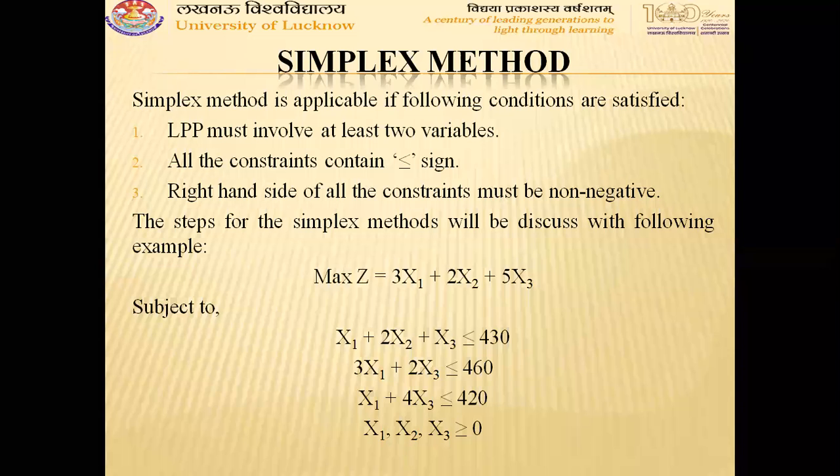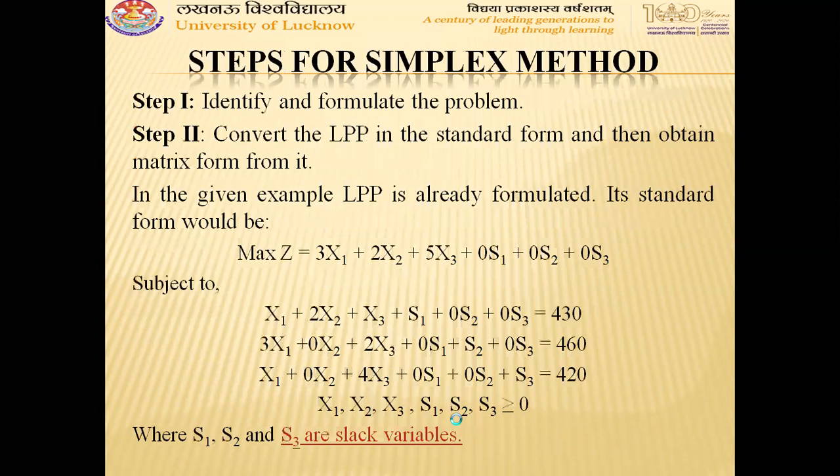To explain the simplex method step by step, we use the following example in which the objective function is maximization of z = 3x1 + 2x2 + 5x3, subject to the constraints x1 + 2x2 + x3 ≤ 430, 3x1 + 2x3 ≤ 460, 4x1 + 4x3 ≤ 420, and all the decision variables are non-negatively restricted. So steps of the simplex method are: first step is identify and formulate the problem. From our problem, we can see that it is already formulated, so we do not need to perform step 1.